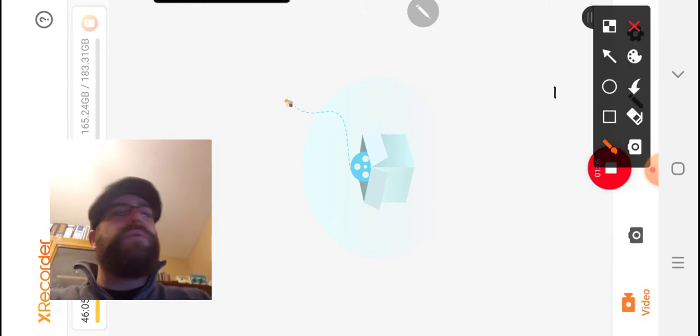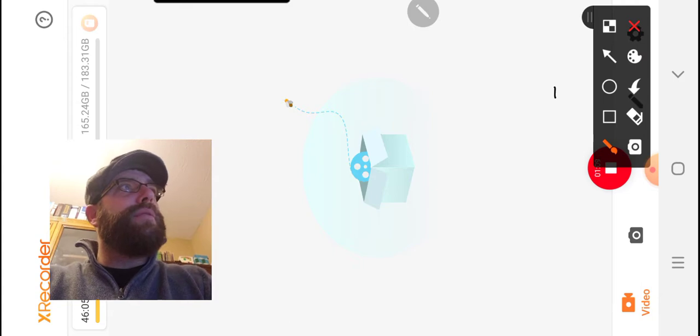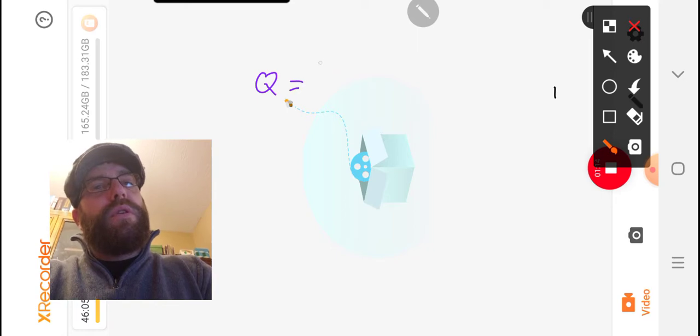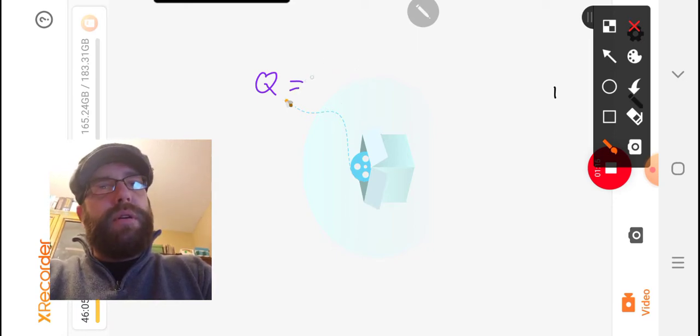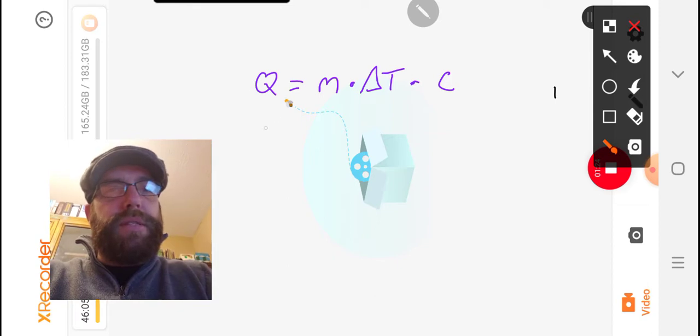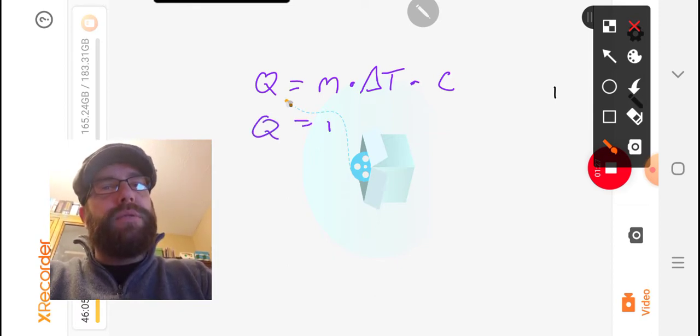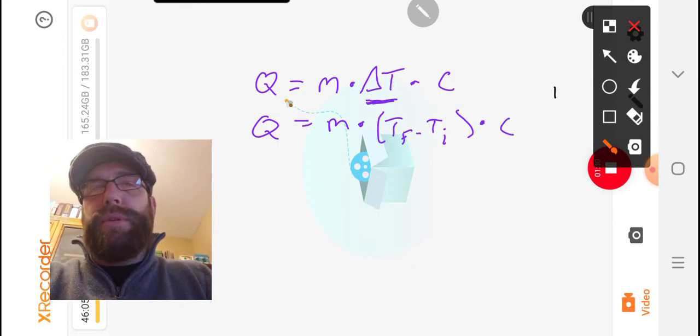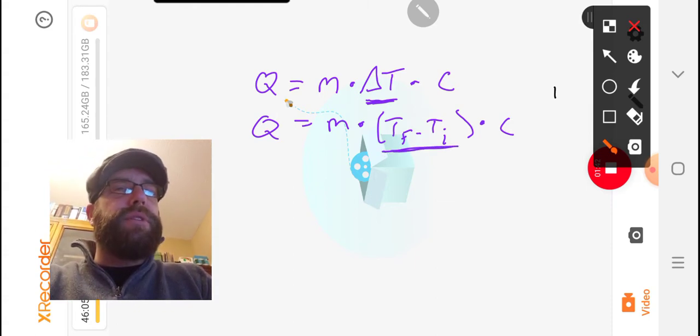The first problem you have, so let me walk through the equation first real quick. The equation is Q equals M times change in T times C. Now sometimes you'll see it written instead as Q equals M times TF minus TI times C. The reason is that delta T, triangle T here, is change in temperature, and this is just final temperature minus initial temperature.